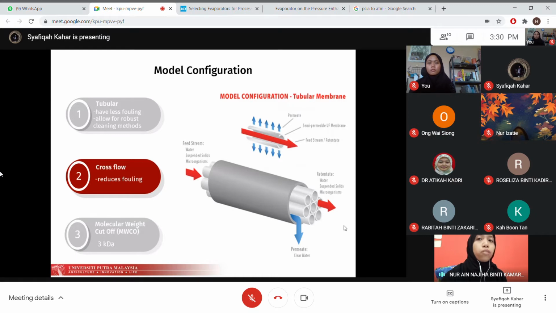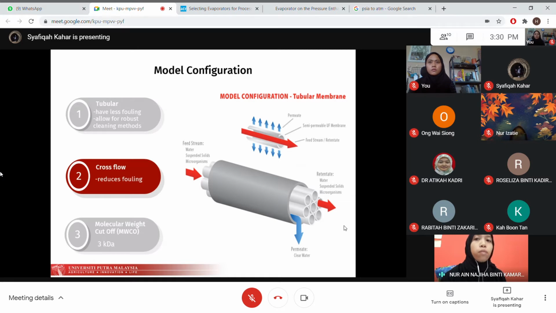There are many modules of membrane. This is my model configuration. There are many modules of membrane that can be chosen from, which are tubular modules, hollow fiber, spiral wound, and plate and frame. But I chose tubular module because tubular system has less fouling compared to plate and frame system, and a similar amount of fouling when compared to spiral and capillary. Tubular system also allows for robust cleaning methods.